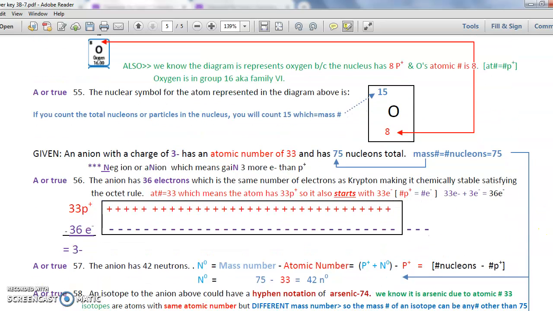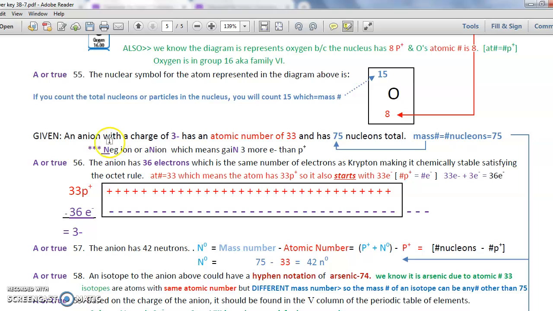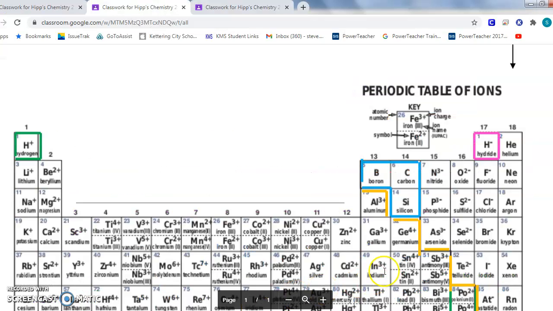And now for our final group of questions. Some anion. Anion is a negative ion, with an N right in the middle of the word. A negative ion has a charge of 3 minus and an atomic number of 33. When they tell us the atomic number of 33, they just told us who it was. If you look on the periodic table of elements, an atomic number of 33 is arsenic.